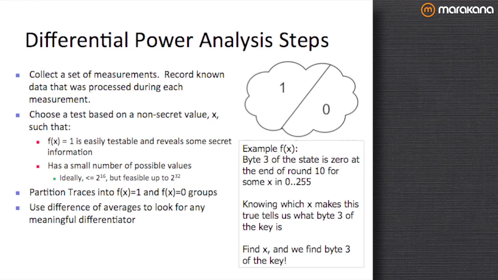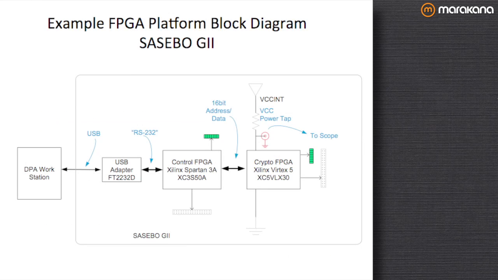For example, in certain implementations of AES, it's done 8 bits at a time. If I can ask, is this byte this value or not, and I get some blip in the waveform when it is, and I get nothing when it isn't, then I've got myself a very effective attack. I think I'm going to skip that example because I'm losing you.